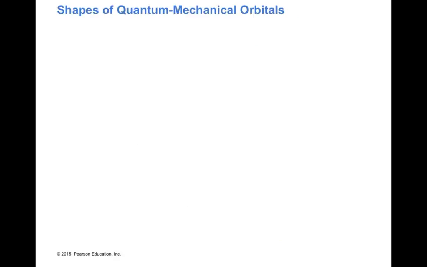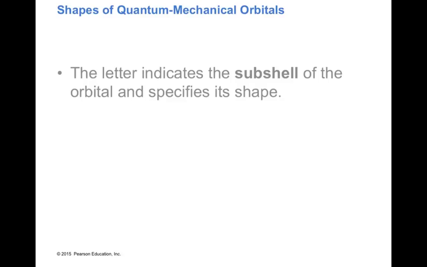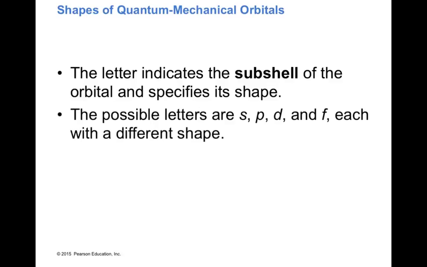So let's talk about the shapes of the different quantum mechanical orbitals. We talked about the number, and now we're going to talk about the letter. It indicates the subshell of the orbital and specifies its shape. Each orbital may have different subshells. The possible letters are S, P, D, and F, and each of them has a different shape.